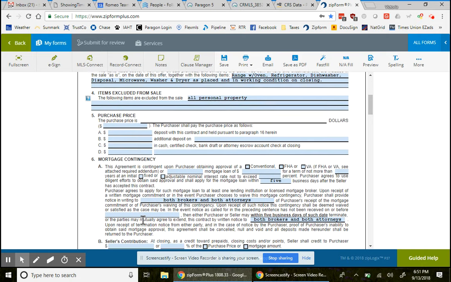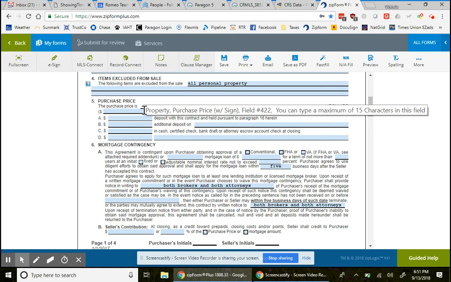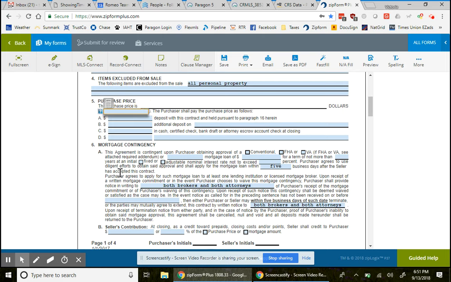Purchase price. We're going to go through a couple different scenarios here because there are a couple different things that you may come across. If we're in a typical conventional purchase contract, the buyer has enough to bring to closing to cover all of their closing costs and taxes, down payment, all that. If this property was listed for $225,000 and we're offering $220,000, you just write in $220,000.